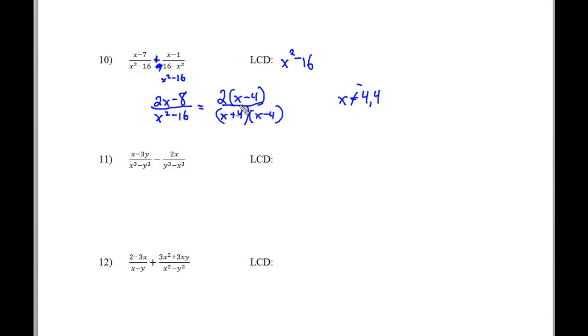Now look at our answer here. We're going to do our crisscross simplification. So 2 over x plus 4 is our problem.